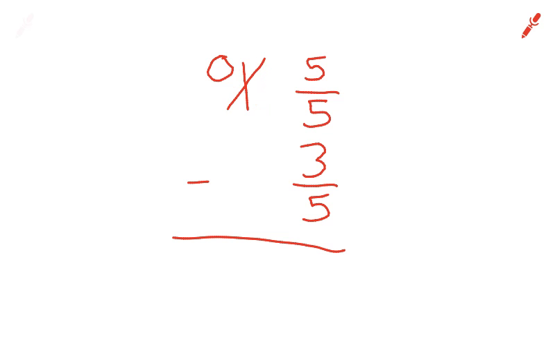And we're just borrowing. So we take that 1 and now we're left with 0. Now we have 5 over 5. 5 over 5 minus 3 over 5. That's easy for you guys, and that is 2/5. Go ahead and write that for your answer.